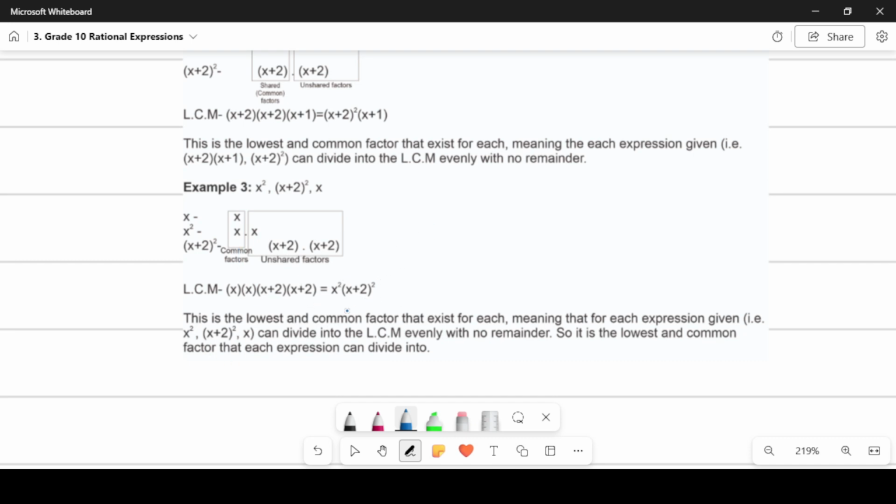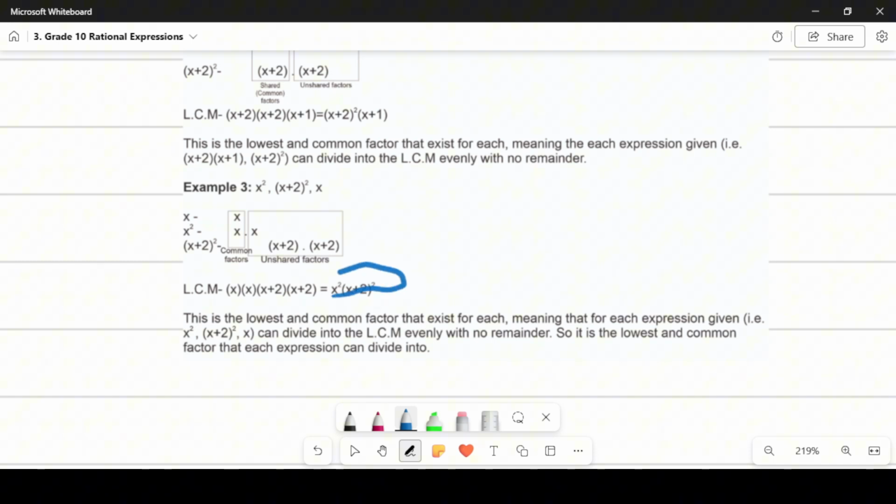So this is the lowest common multiple that exists for each. This LCM is the lowest common multiple of each of these terms. So if you take any of these terms and divide it by this, you will have no remainder. It'll divide evenly into it, and that's what we wanted. So this here is like the LCD. It's the lowest number that is common to all of the numbers, right?